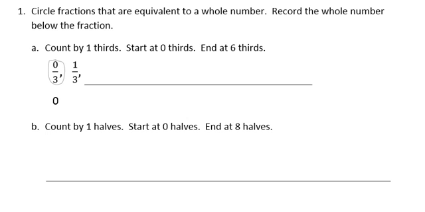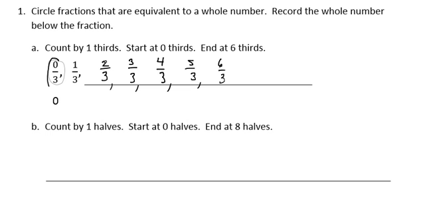We're going to start by counting by 1/3, starting at 0/3 and ending at 6/3. So I'm going to start by just writing my fractions first. So I have 0/3, 1/3, 2/3, 3/3, 4/3, 5/3, and 6/3. And again, we need to circle the fractions that are equivalent to a whole number.